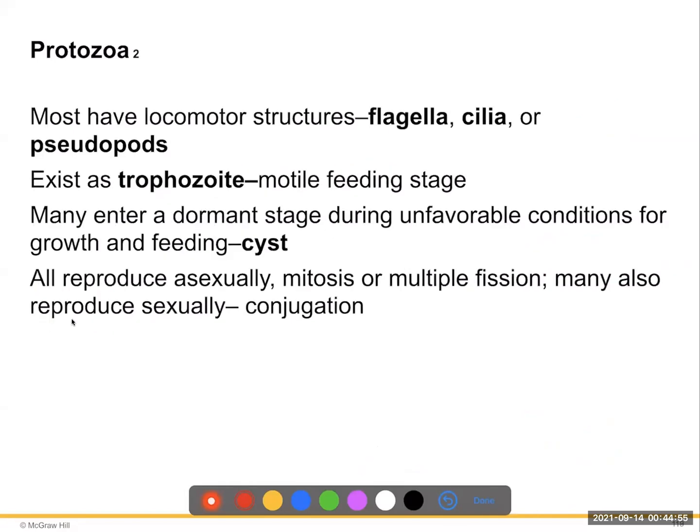Most have flagella, cilia, or pseudopods, which allow them to move. They exist as trophozoites, which are the mobile, feeding stages. They move around to different areas to feed. They enter a dormant stage when there are unfavorable conditions for growth, called a cyst. Basically like hibernation: when there's no food or nutrients around, it goes into hibernation. All reproduce asexually by mitosis or multiple fission. Many also reproduce sexually by conjugation. All can reproduce asexually just by budding off, and some can also reproduce sexually by conjugating, fusing two protozoa together and sharing their genetic material.